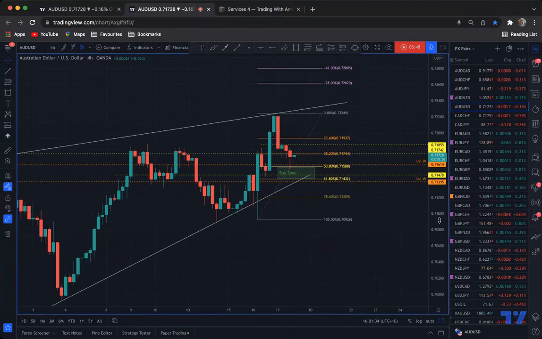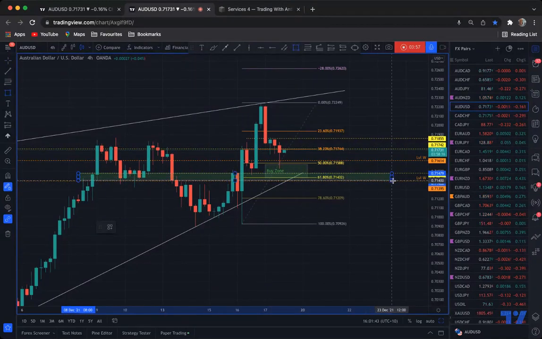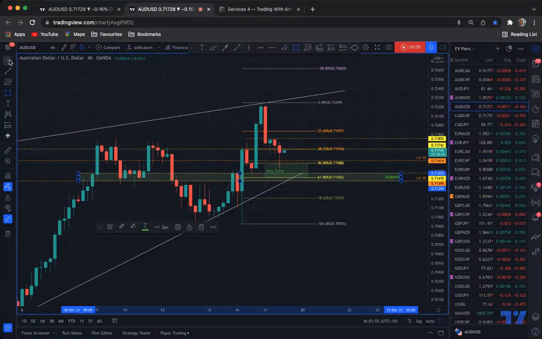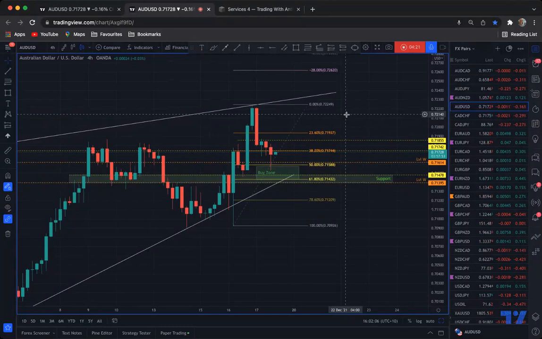So there's a couple of things here. We have this diagonal, but more importantly, we have a big level through here, a daily, weekly support zone. So we can call that support. There it is underneath. It's already wicked down into this. So that would have been, for me, an opportunity definitely to go long in here. But it's kind of not over yet.